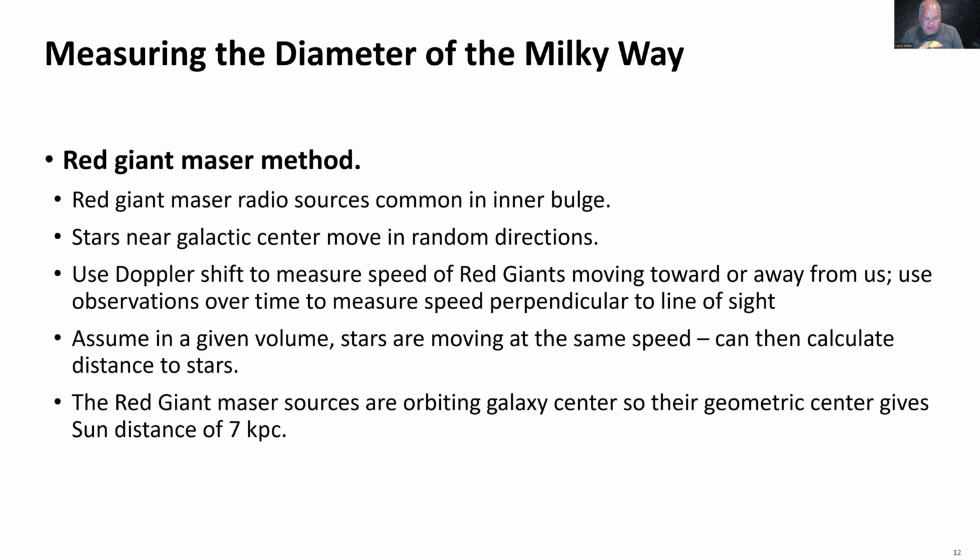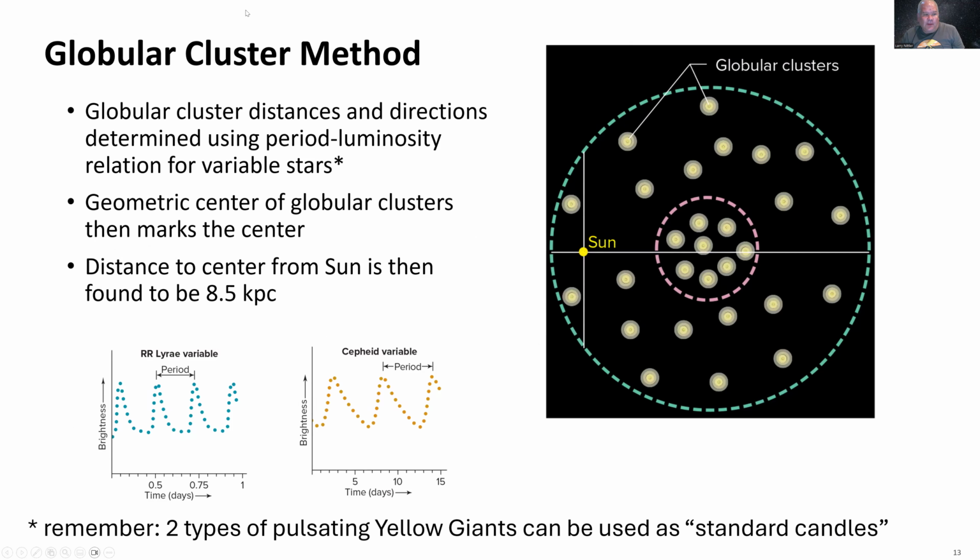And when we do that, we get that the sun is at a distance of about 7,000 parsecs, 7 kiloparsecs. So that's one method. Another method uses globular clusters.